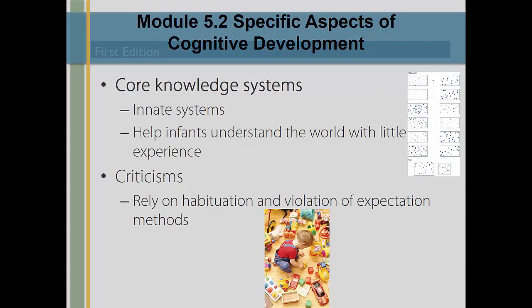Core knowledge systems refer to innate systems that allow infants to understand the world with minimal experience. Examples include innate understanding of number systems up to 3 objects, and comparison of large arrays. For example, infants at 6 months can distinguish between arrays of 8 and 16 dots, but not between 8 and 12 dots. Critics of the core knowledge approach state that the reliance on habituation and violation of expectation methods may only indicate a perceptual preference as opposed to an enduring mental representation.